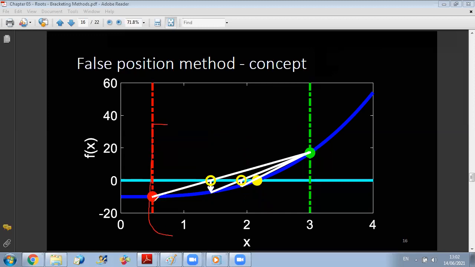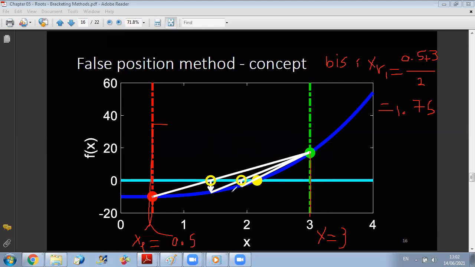You can read, let's say, what's this x lower here? X lower is equal to 0.5, nearly. And what is x upper? It is 3. If you want to use the bisection method, your first estimate of the root will be 0.5 plus 3 over 2. So xr1 is equal to 0.5 plus 3 over 2, which will give you 1.75.